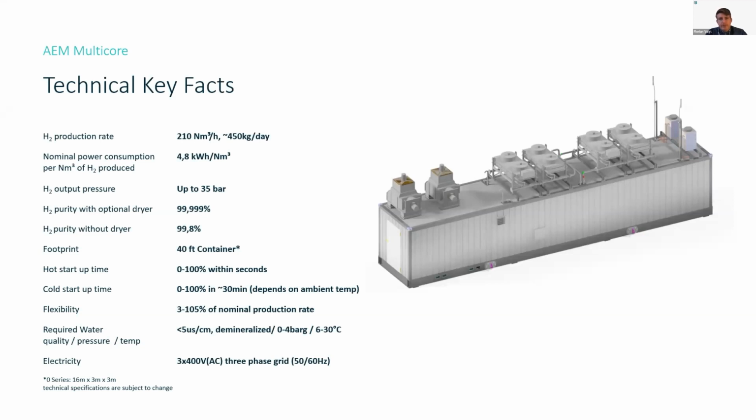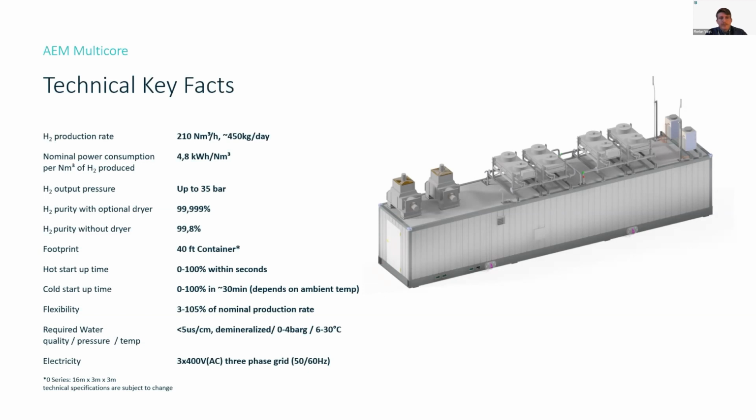We have a 40-foot container for our Multicore series. For our first Multicore, for our demo version, we use a bigger container, a 16 by 3 by 3 meters container. This has maintenance reasons and is still under development. We are currently under optimization where we can find space, but the main reason is that we have more space for maintenance. The hot startup time from hot startup to the steady mode is within seconds, very flexible, and from cold startup to hot startup we can reach it in around about 30 minutes.